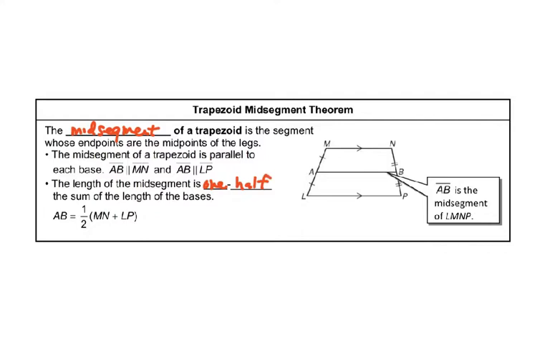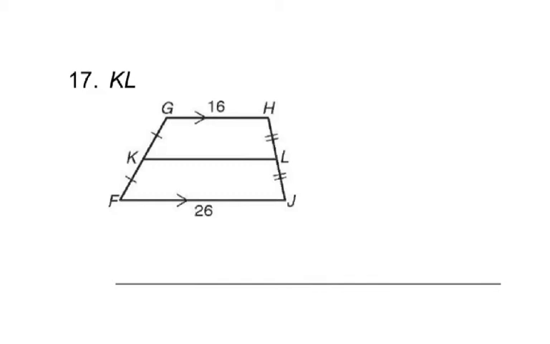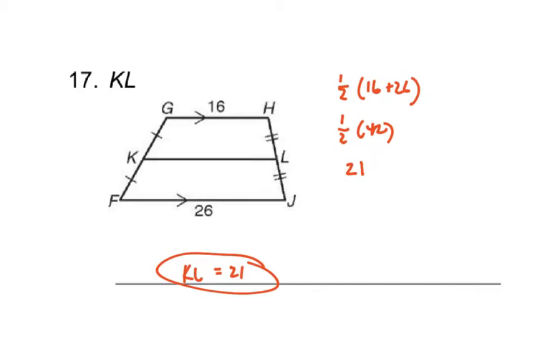If you are still writing, you can pause because we're going to flip to the next problem. So, basically, the idea is we add the two bases, 16 plus 26, and then multiply by 1/2. 16 plus 26 is 42. Half of 42 is 21. The length of KL is 21. And that's all there is for that problem. It's really easy when they give us both bases, which means, of course, on the next problem they won't.